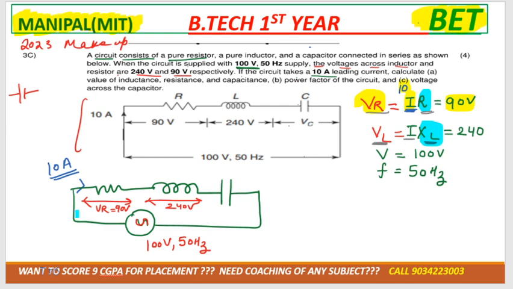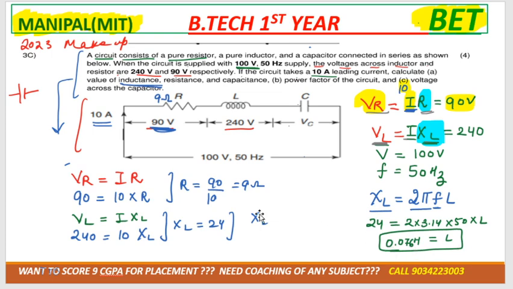Tell me. Can we get the value for XL? VL we know, I we know. Can we get XL? Okay. And what is the formula for XL? Tell me. We just studied XL is equal to 2 pi FL. If we know XL, if we know 2 pi, if we know frequency, can we get the value for L? Okay, do it up to here.